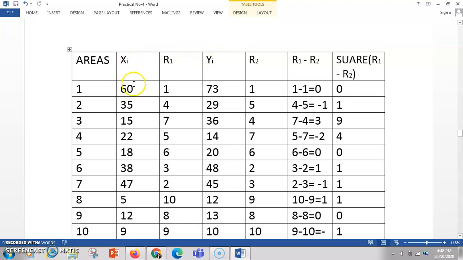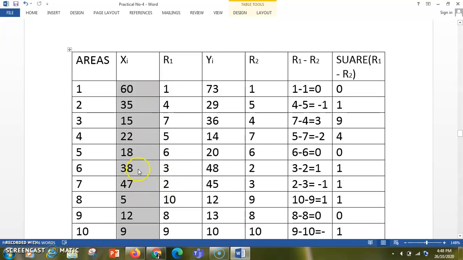Now in this whole column, which is the highest number? The highest number here is 60, so we rank it first. Which is the second highest number? It is 47, so we rank it second. The third highest number is 38, so we rank it 3. The fourth highest number is 35, so I have ranked it 4. Likewise, you have to rank the numbers. The lowest number is 5, so the last ranking, that is 10, is given to 5.